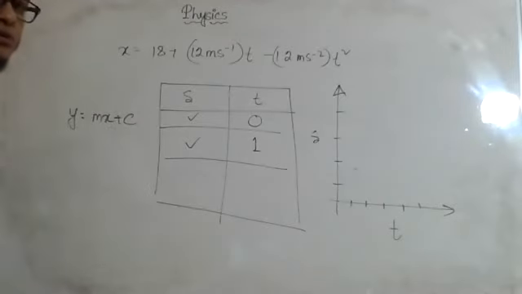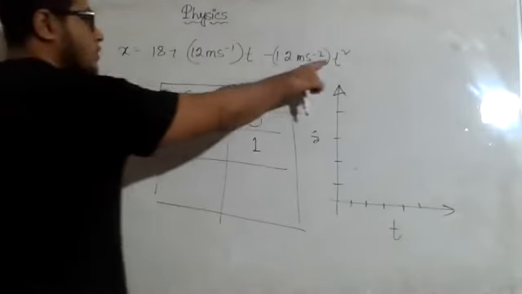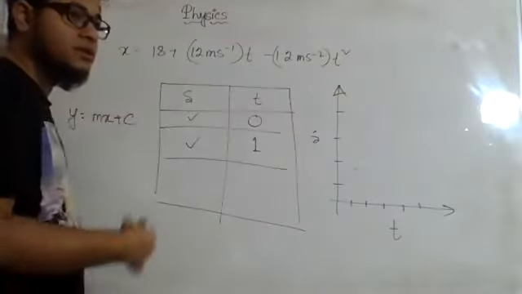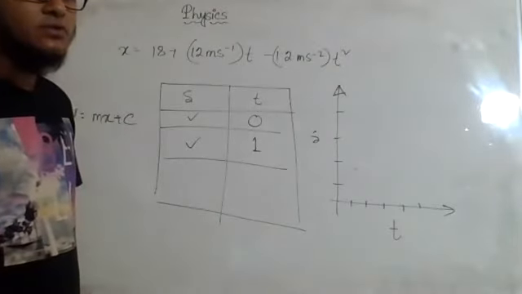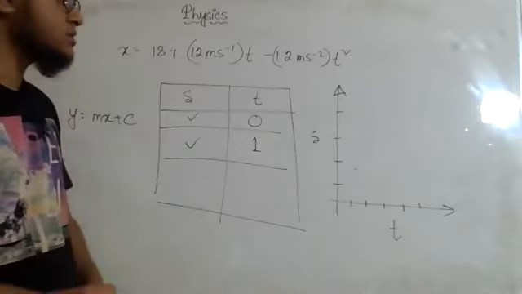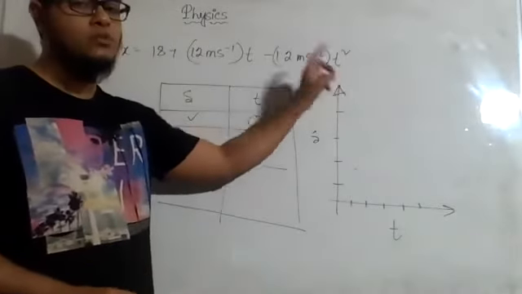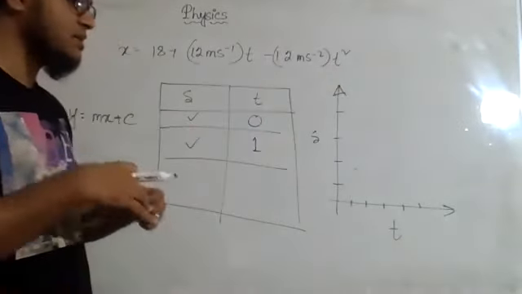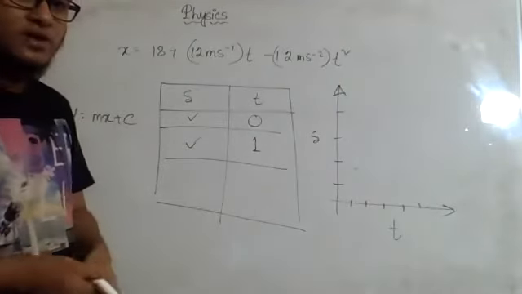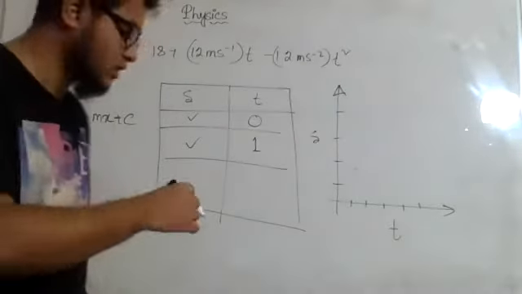Then it is a linear equation. But if there is a square, then what will happen? It is a quadratic equation. Now what does quadratic equation mean? The power of the variable will be 2. And the shape of that graph is kind of U shape, okay?